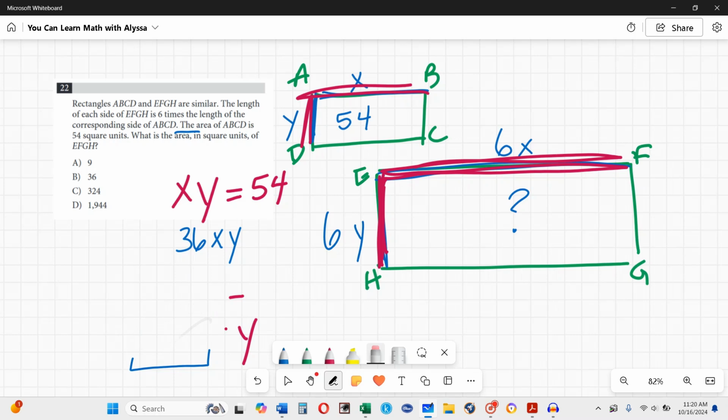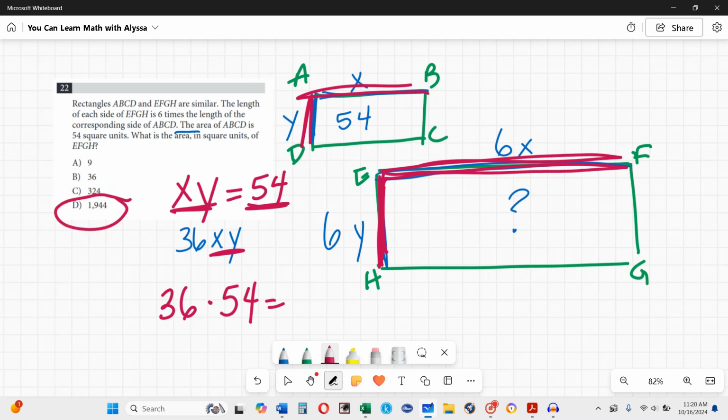Okay, I'm going to erase this, give us a little more room. All right, so I know X times Y is 54, so I'm going to replace that X times Y with 54. So now my area of EFGH is 36 times 54. And when I multiply those together, I get D, 1,944. And that's my answer. And that's how we can figure out the area of EFGH without knowing the length of either side.